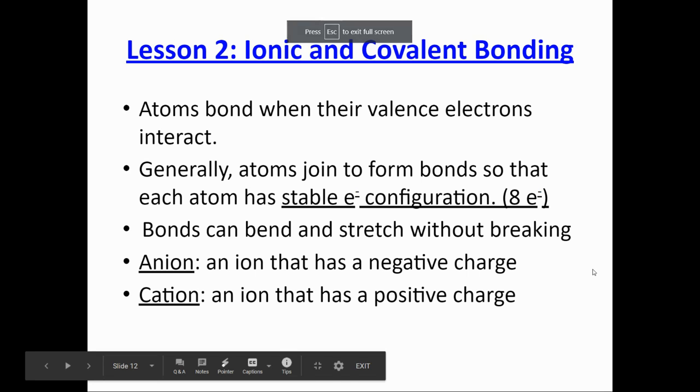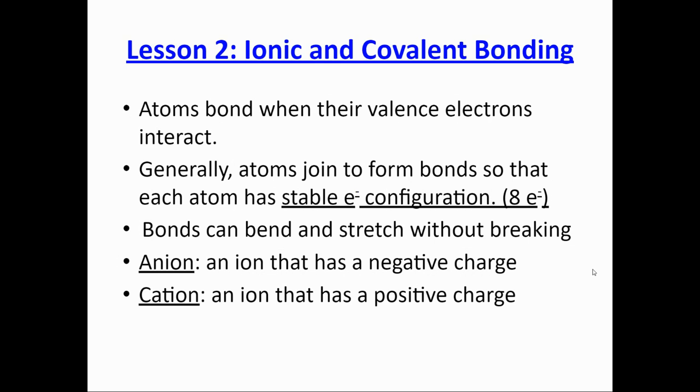All right, so we're going to move on to lesson 2 in unit 6, or 6.2, which is going to deal with ionic and covalent bonding. So atoms bond when their valence electrons interact. Remember and remind yourself what a valence electron is. A valence electron is an electron located in the outermost energy level.